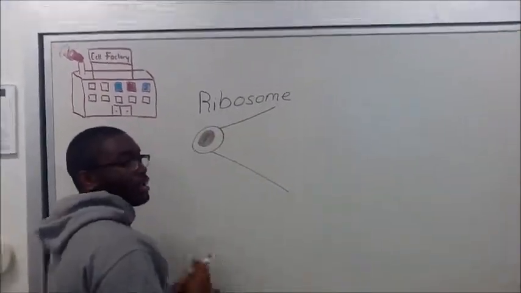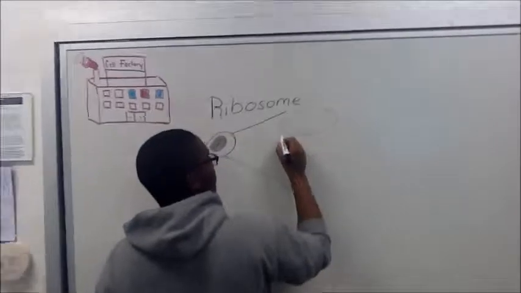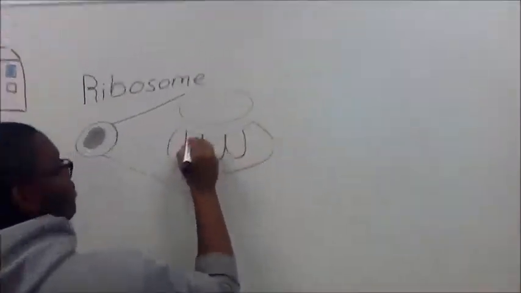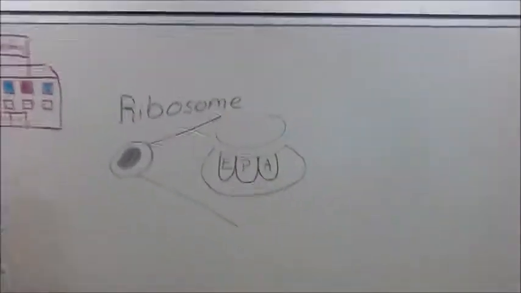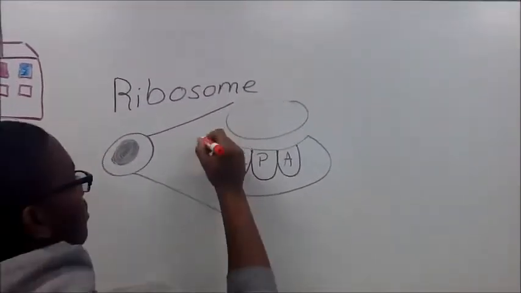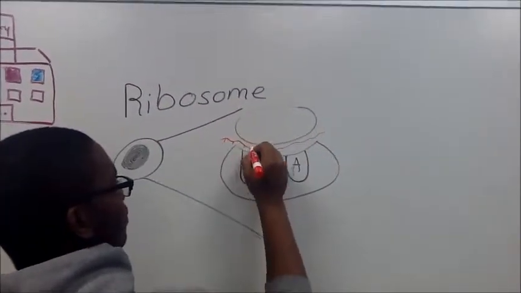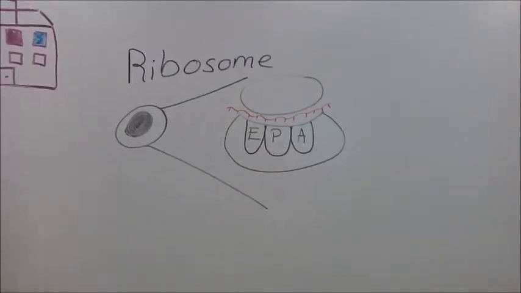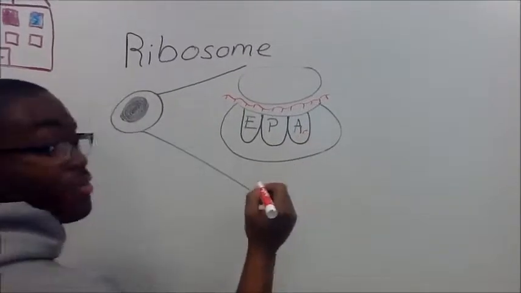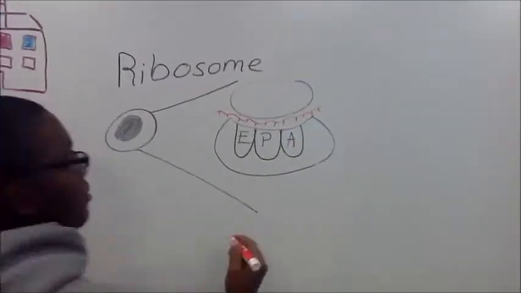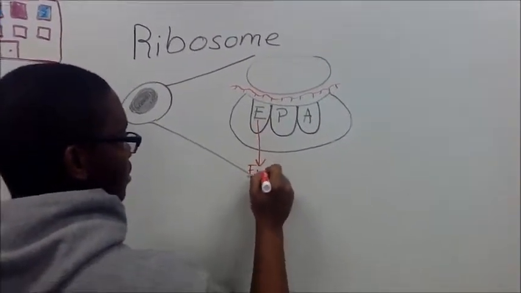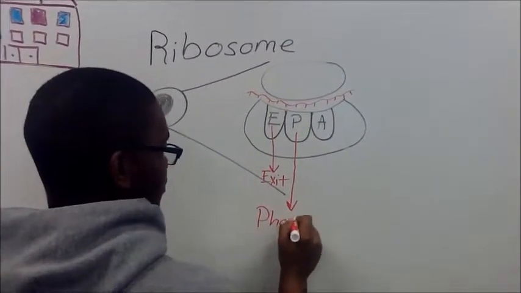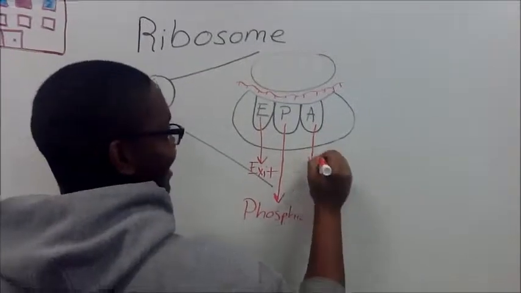But what happens inside the ribosome? We won't go into detail on the process, but we can talk about the three locations that we find in the ribosome. First one is the exit site. Second one you can look up in your textbook. And the third one is the arrival site. This is where proteins are made.